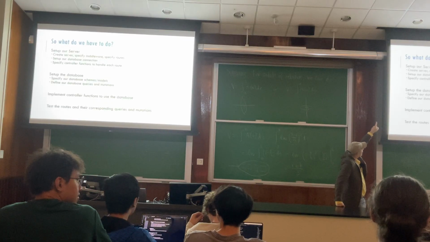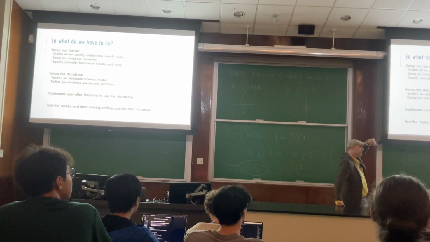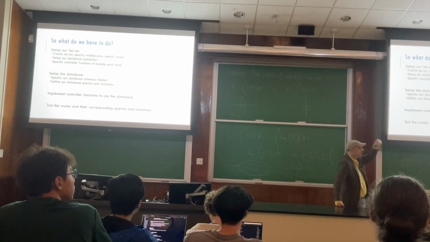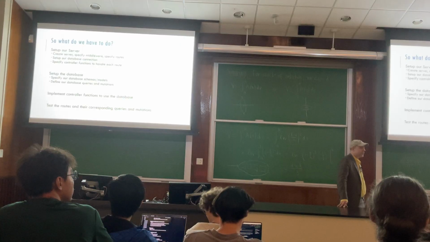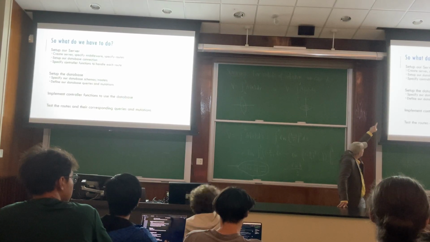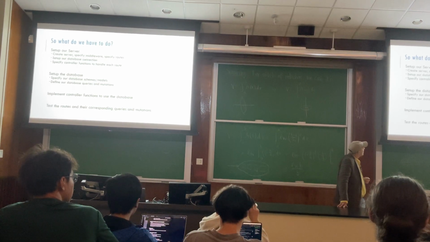We're then going to set up our database connection. Okay, remember we said that the database has its own server. When you install Mongo, it's Mongo Community Server. It's its own server. So you have to set up the database connection, right? So that your server can talk to the database. Next, specify controller functions. They're going to handle all the routes, right?